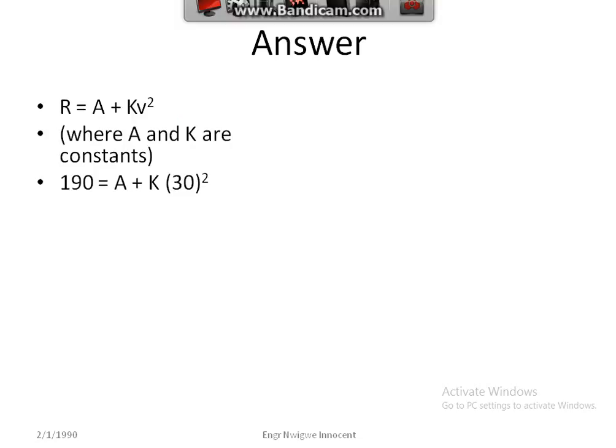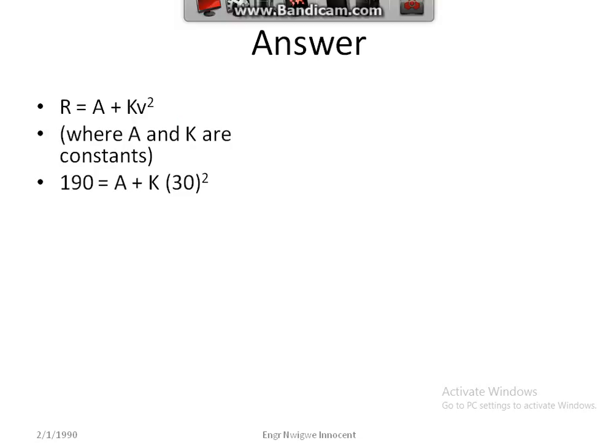Then we substitute the values we are given so that we get the constants. We are given that the speed of the car is 30 km per hour and the resistance is 190. And when the speed is 50 km per hour, the resistance is 350. We have to find the speed when the resistance is 302.5. Then you start substituting the values.